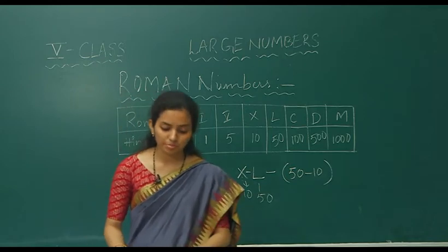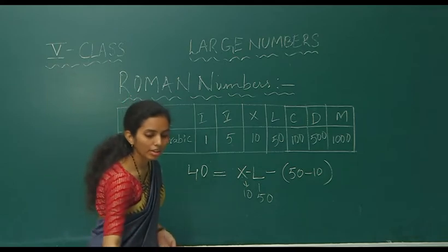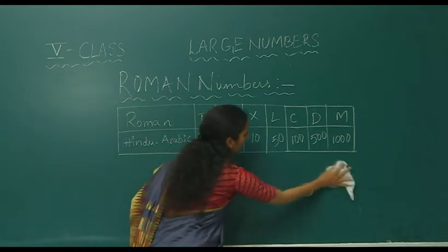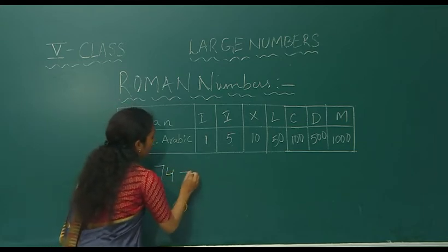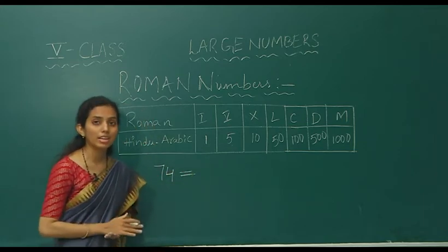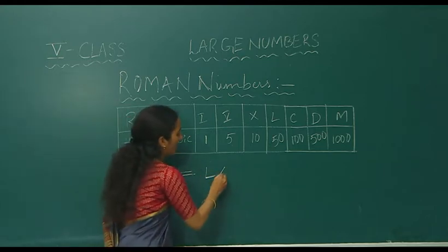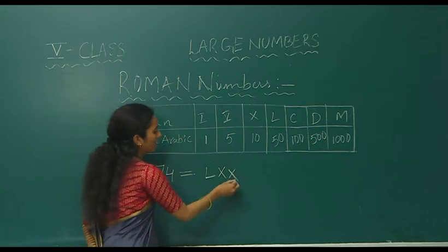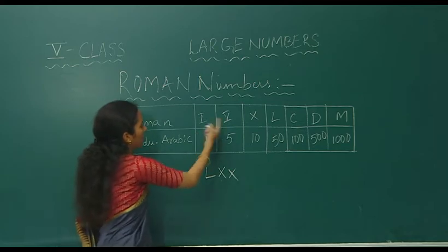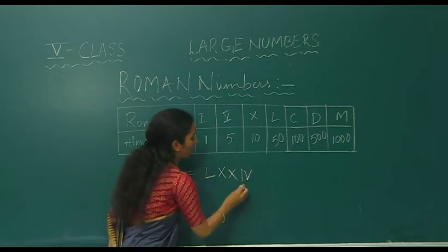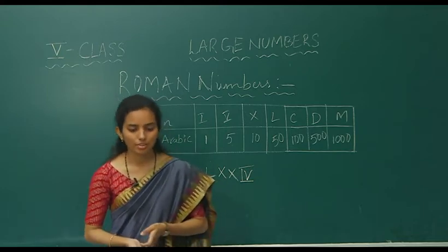In this manner we can write any number. For example, he has given us one more example, that is 74. Now tell me children, how can we write 70? We can write L, that is 50, and X, that is 60, and another X, 70. Then what about 4? How can we write 4? Yes, 4 is IV, you already know this symbol. In this way we can write 74.